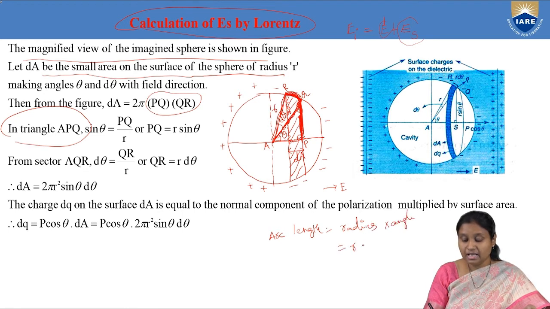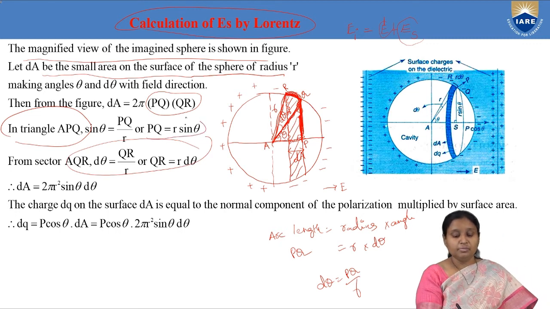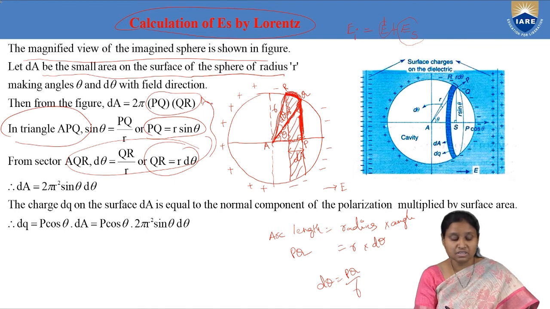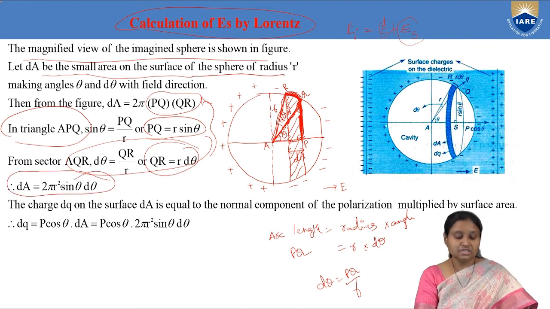Radius is R and angle is d theta, and this arc length is PQ. So from this, what is our d theta? d theta is PQ by R. So that is what we have done here. We know the value of PQ, we know the value of QR. If I substitute in this small surface area, what is the expression for our small surface area? dA is equal to 2 pi r square sine theta d theta. So we are able to get the surface area of the small area that is running around the surface of the sphere whose radius is r.